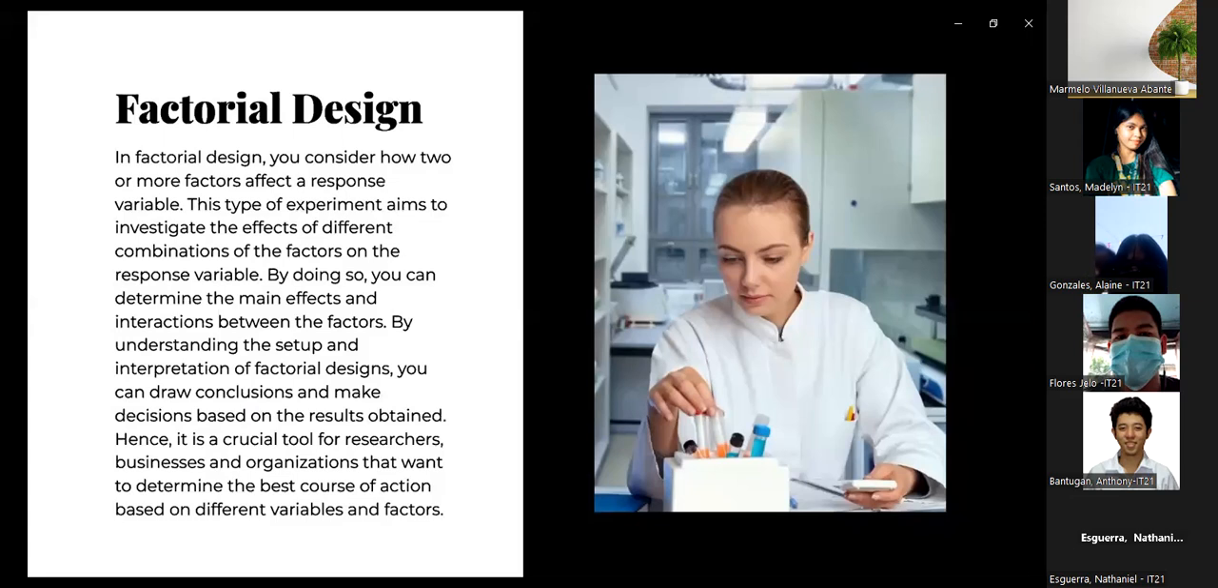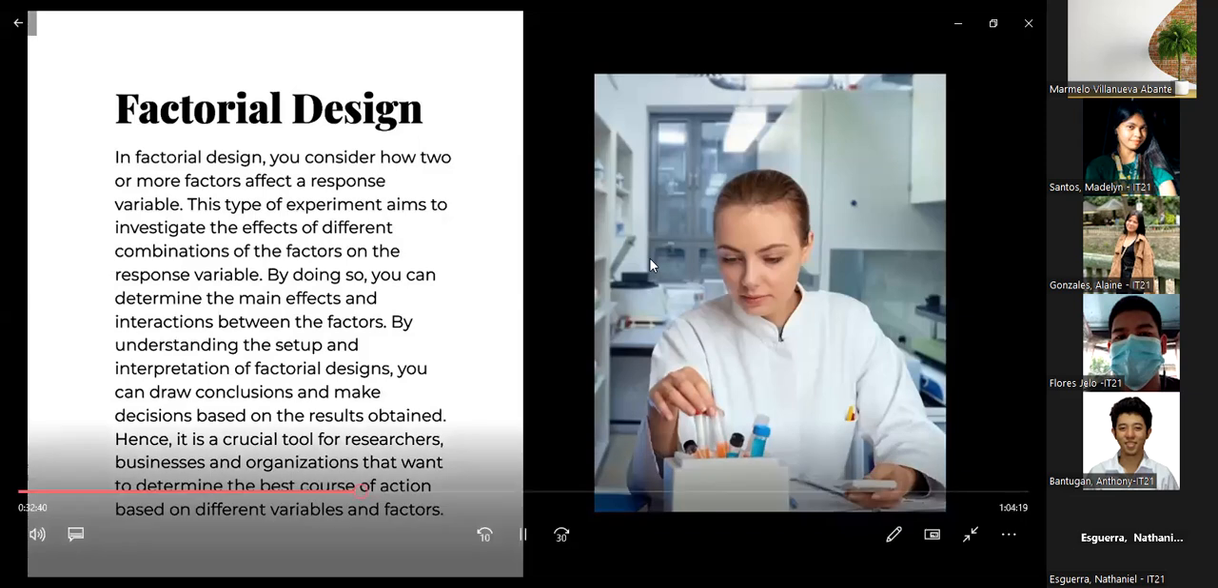In factorial design, you'll consider how two or more factors affect a response variable. This type of experiment aims to investigate the effects of different combinations of the factors on the response variable. By doing so, you can determine the main effects and interactions between the factors.